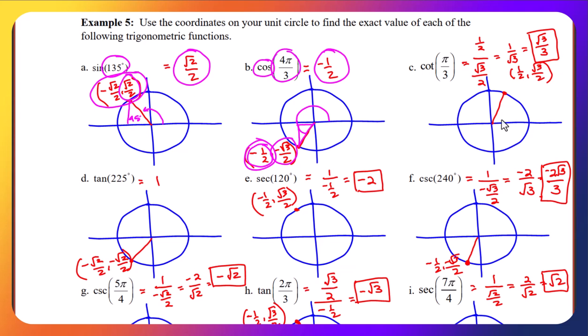Pi over 3 is our 60-degree angle. So this is the short leg, that's the long leg. 1/2, root 3 over 2. Cotangent is x over y, multiplied by the reciprocal, and the 2's go away. I have 1 over root 3. I rationalize the denominator, and I get root 3 over 3.